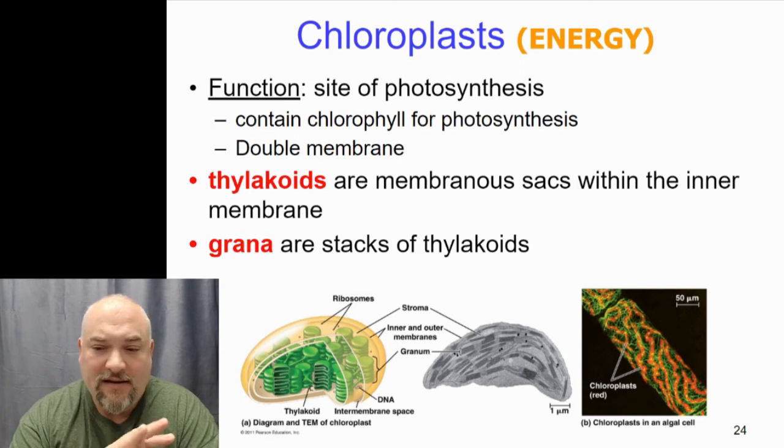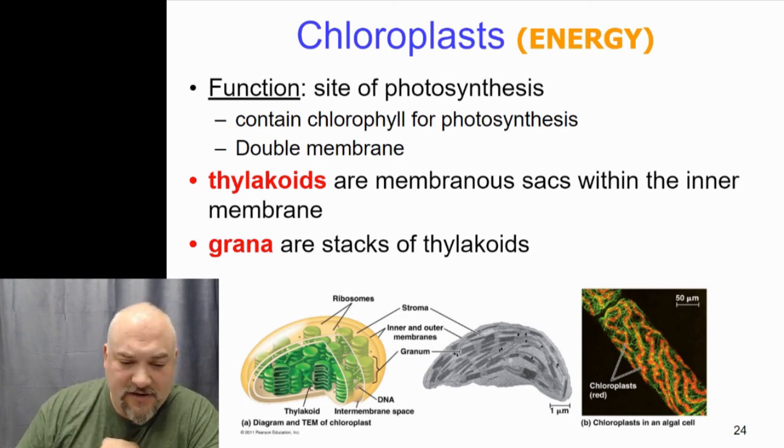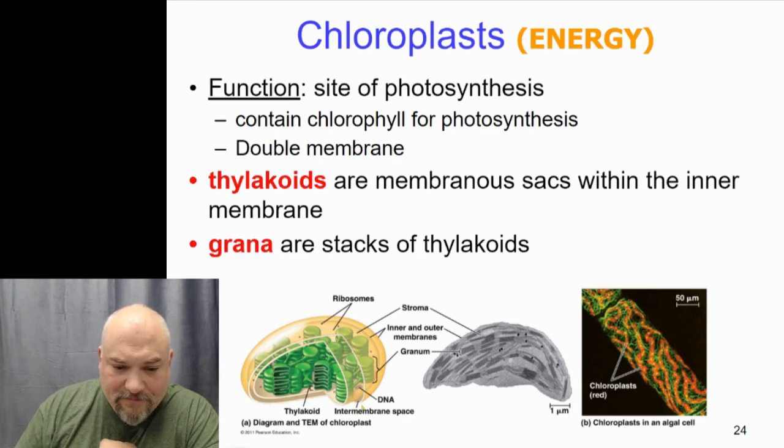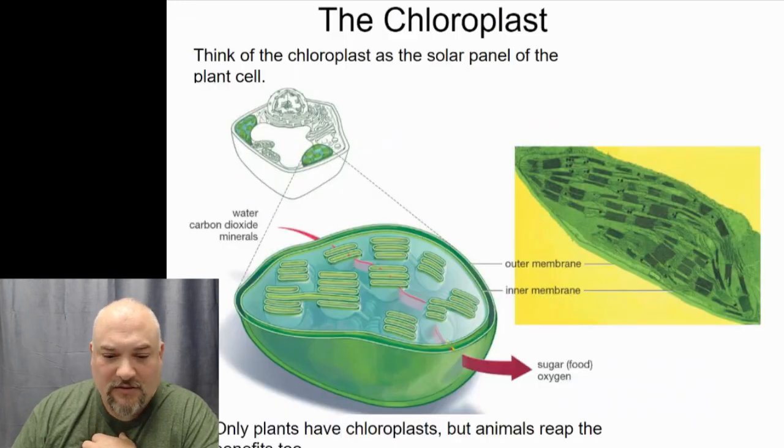Now, within the chloroplast here, we can see we've got the double membrane, and then we've got these little flat sacs called thylakoids. When we stack them all together, we get something called a granum, or grana. So we've got thylakoid, thylakoid, thylakoid, all together now, a granum. We can see that here as well, a little closer up.